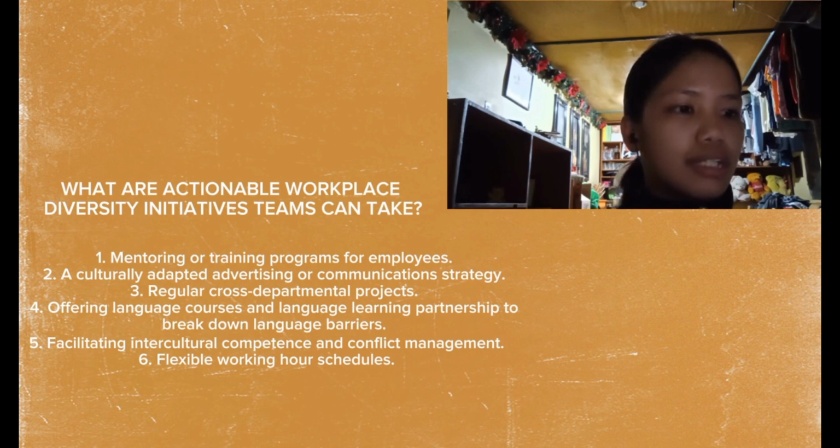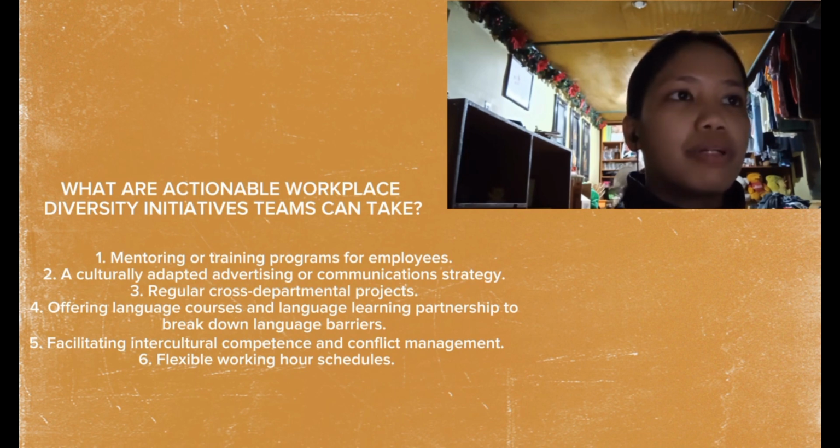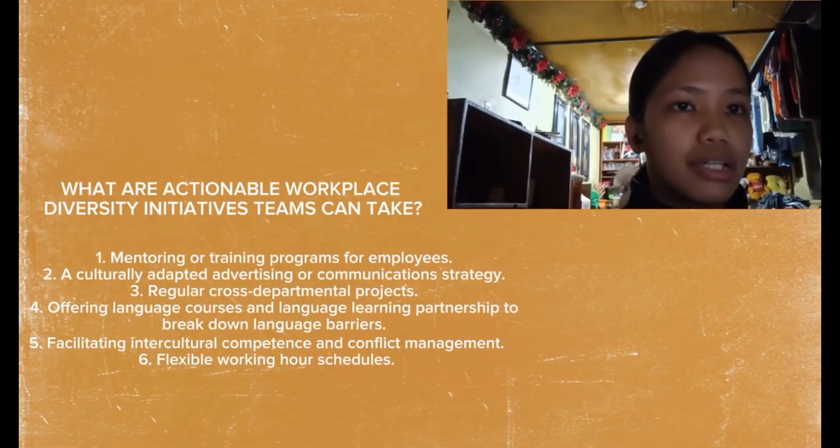Number 6 is facilitating intercultural competence and conflict management. It is an essential set of skills needed in the modern workplace by learning how to interact better with people from different backgrounds, and you will also learn valuable communication skills, effective time management, conflict management, and teamwork, both virtually and in person. And the last is flexible working hour schedules.